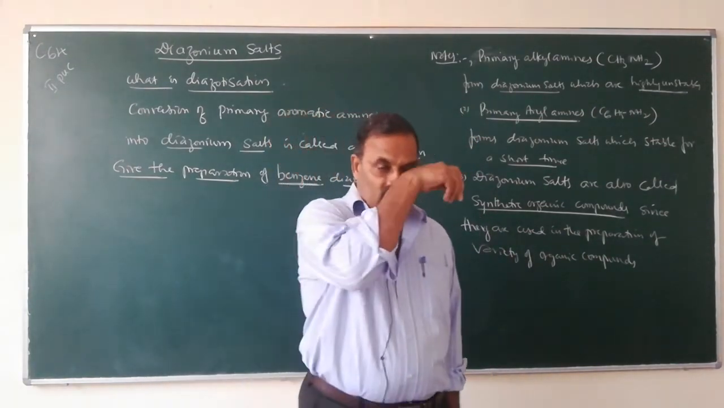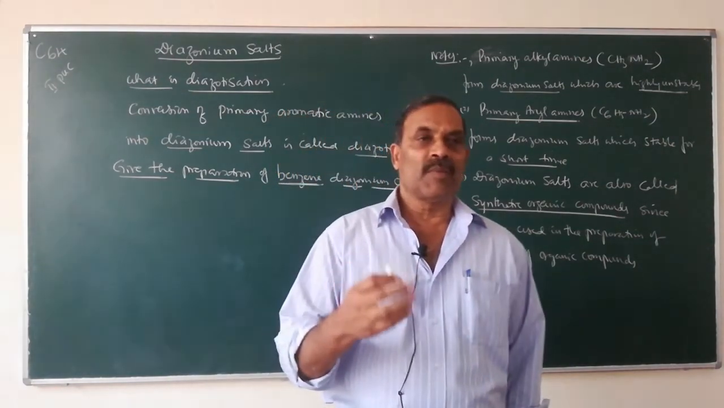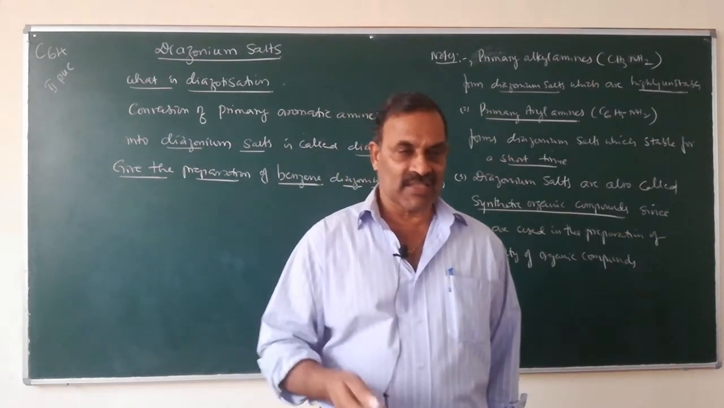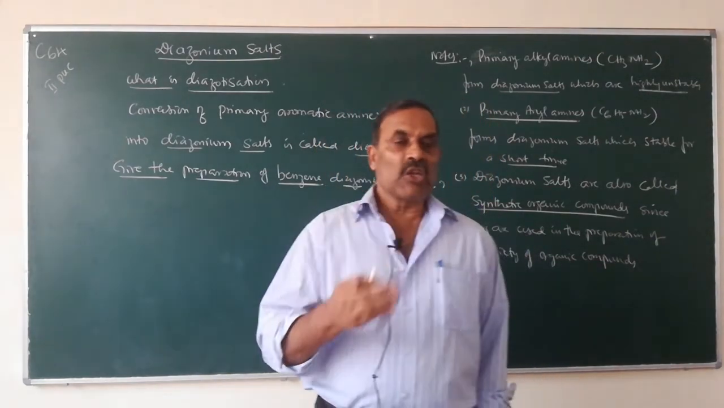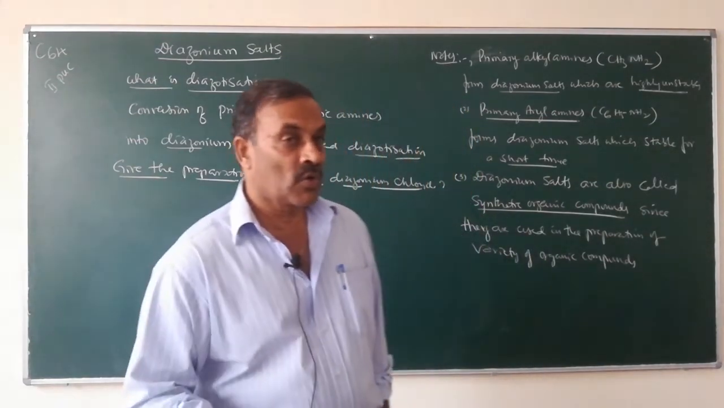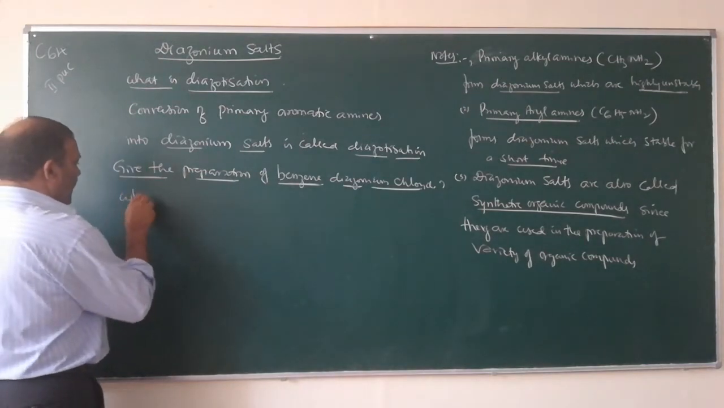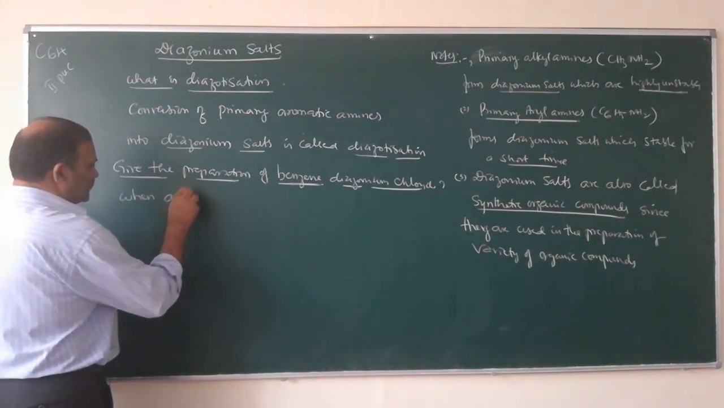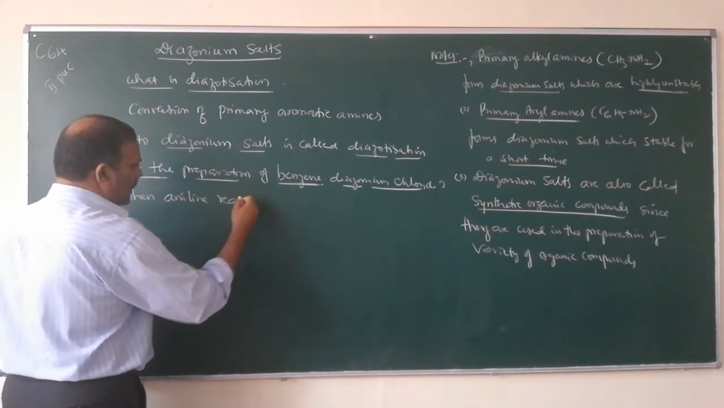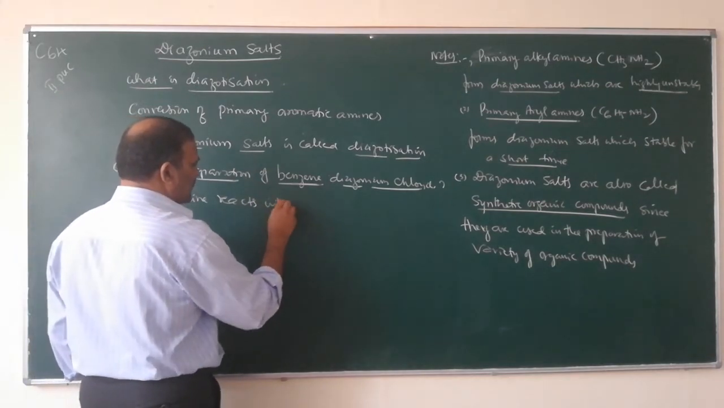So, when primary aromatic amines, namely when aniline reacts with nitrous acid at 0 to 5 degrees centigrade, we will get benzene diazonium chloride. So, when aniline reacts with nitrous acid.